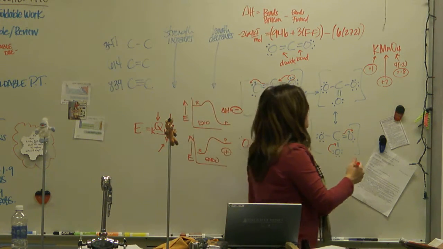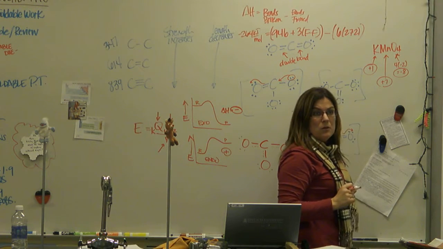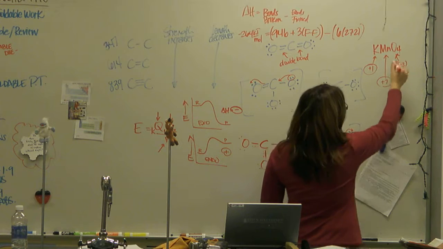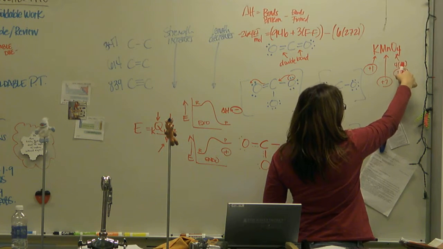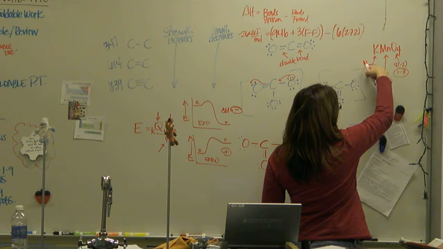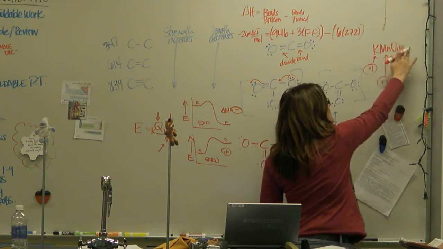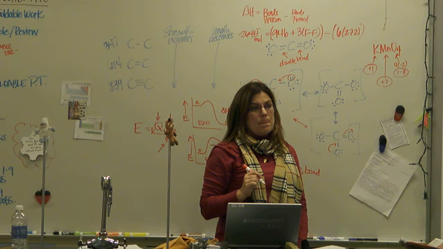How did you know manganese was 7? Because I knew this one and this one. All of these have to add up to 0. If oxygens are always minus 2, there are 4 of them, so that adds up to minus 8. Potassium ion has a charge of plus 1. So in order to make that neutral, manganese had to be plus 7.